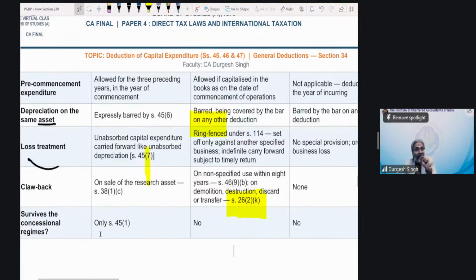Only 45(1) will survive. I told you, scientific research, whether you are in the normal or the concessional regime, in both cases it is allowed. 35AD or 46(1) now, the 46 section, students, does not survive. What does it mean? This will have to go.